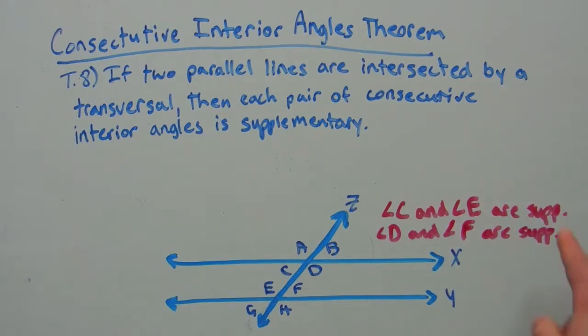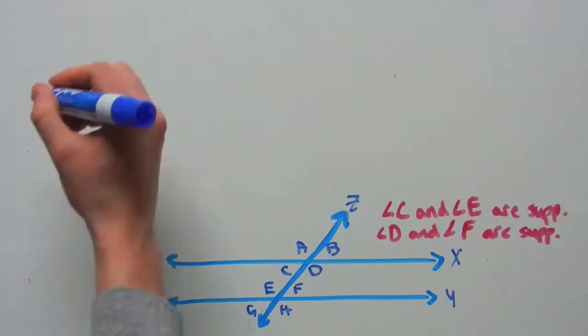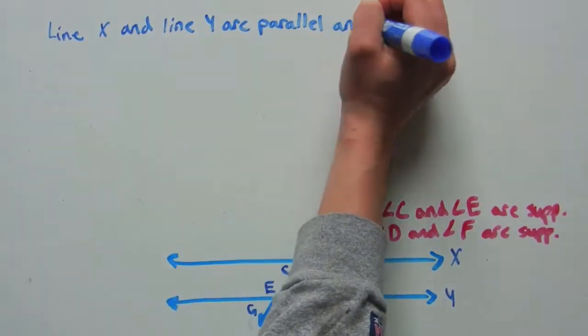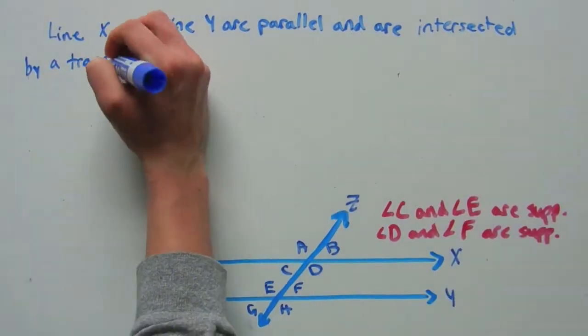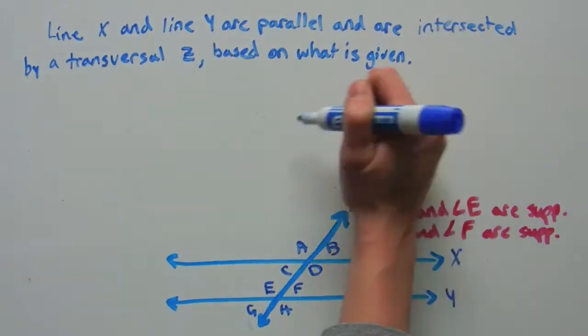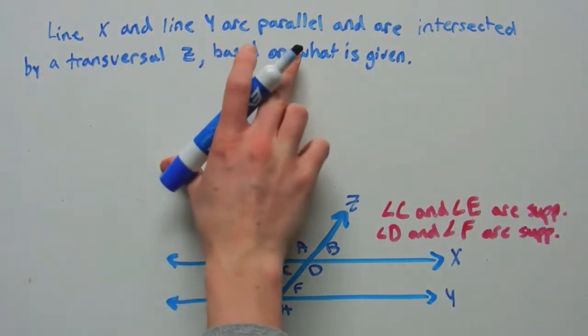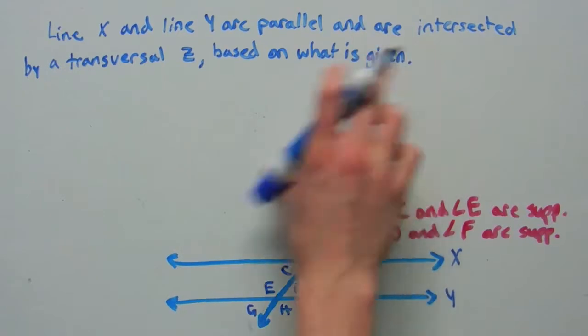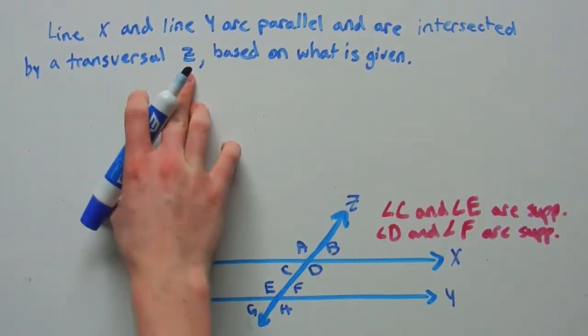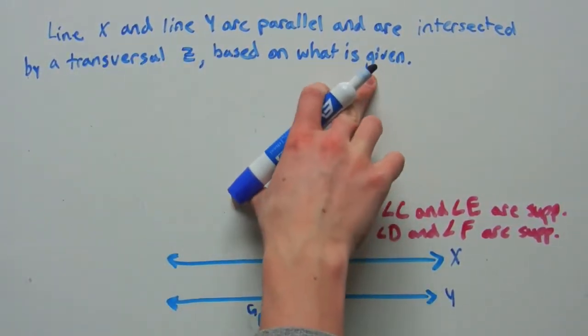And I'm using SUPP as an abbreviation for supplementary. So angle C and angle E are supplementary, and angle D and angle F are supplementary. Let's go ahead and prove this with a paragraph proof. Line X and line Y are parallel and are intersected by a transversal Z, and that's based on what is given.